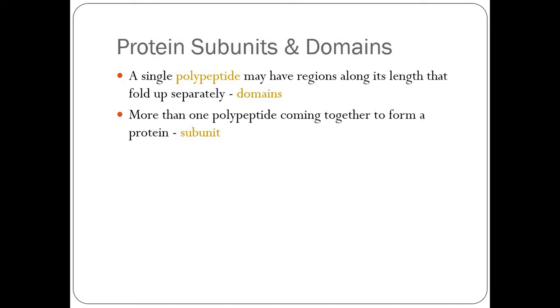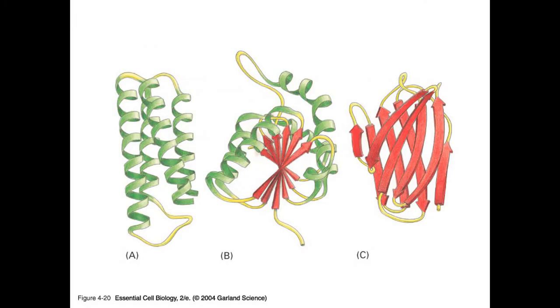Now, other terms to describe the structure of a protein or to deduce the structure of a protein are the subunits and the domains. So a single polypeptide may have regions along its length that fold up separately, and those are called domains. So domains naa na siya sa single polypeptide. Okay, so for example in this one, this is one single polypeptide, di ba? This is one single polypeptide, and so this is one domain. This is just one folding.